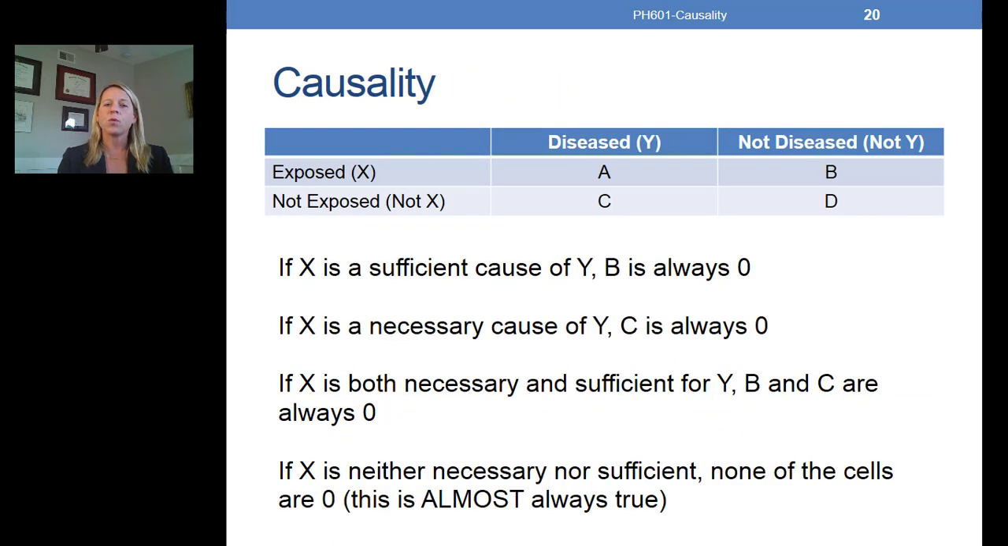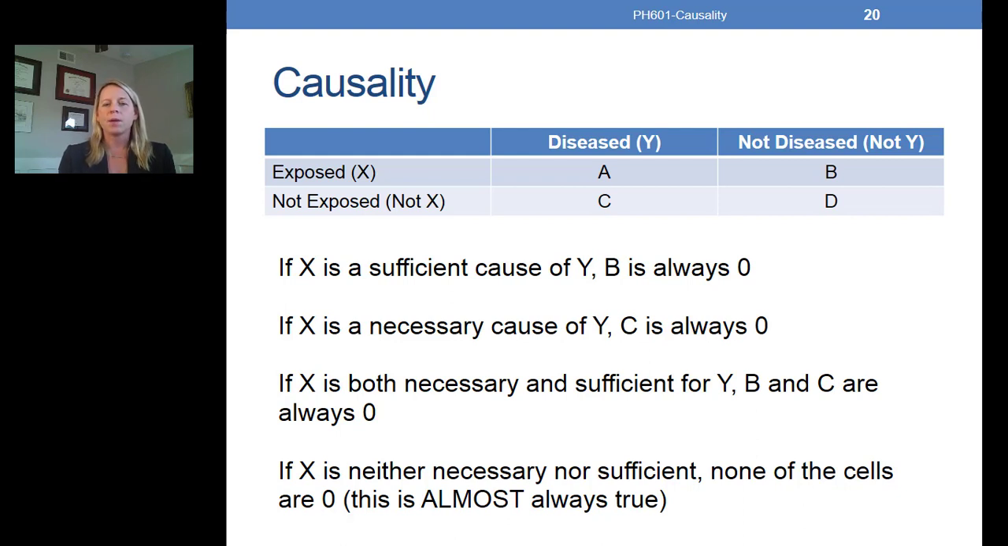Here is taking those 4 concepts and putting them into a 2x2 table, as we're used to doing now, where we have disease down the columns and the exposure status along the rows. And here we can think of A, B, C, D in terms of the necessary and sufficiency conditions. So for example, if X is a sufficient cause of Y, then B is always going to be equal to 0. That is, you're never going to have a not diseased person who was exposed to that X factor, because if X is sufficient to cause Y, Y will always occur when X is present.